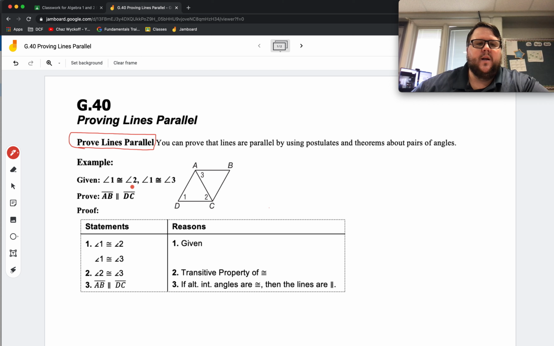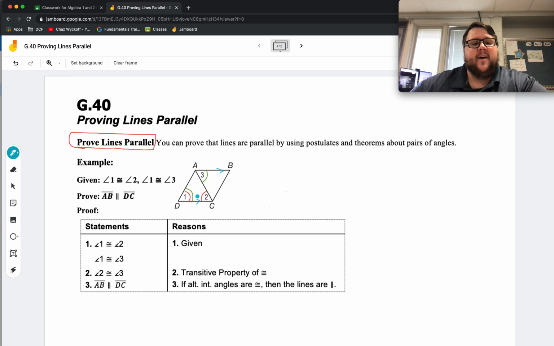Examples: angle 1 and angle 2 are congruent, and angle 1 and angle 3 are congruent. Then they want us to show that AB, I'll put this in blue, is parallel to DC. Right off the bat, we notice angle 1 and angle 2 are congruent, and angle 1 and angle 3 are congruent.